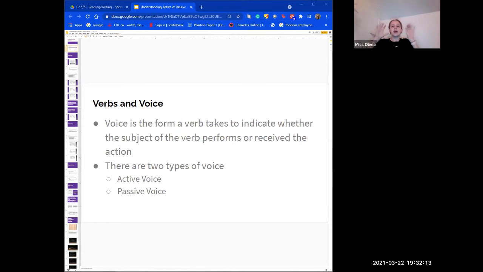Active voice means that a sentence has a subject that acts upon its verb. So you might think of it as Lucas played the guitar. Lucas is acting on the verb, whereas passive voice means that the subject is the recipient of the verb's action. So it's the opposite. The guitar was played by Lucas.